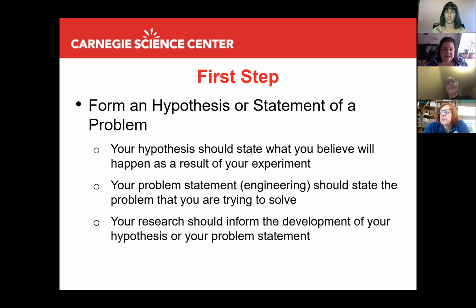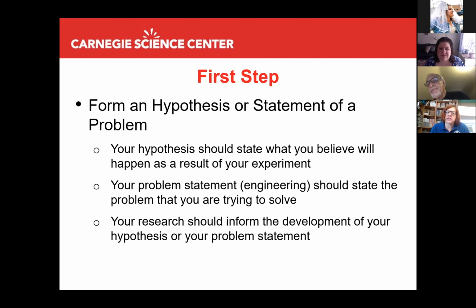Okay, the first step is to form a hypothesis or statement of your problem. Your hypothesis should state what you believe will happen as a result of your experiment. Your problem statement for engineering should state the problem that you're trying to solve. This is a big problem with engineering projects. Since I co-chair engineering, we often get students who are doing an engineering project who have a hypothesis. That's not really the point of engineering projects. Engineering projects should solve problems. That's what engineers do. And I try to emphasize this when I talk to the students.